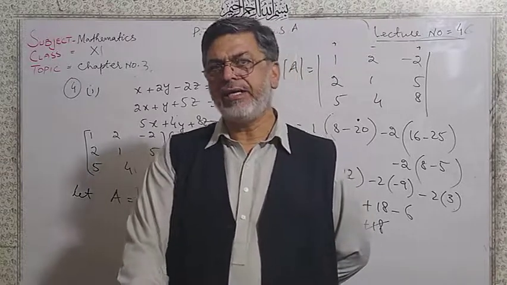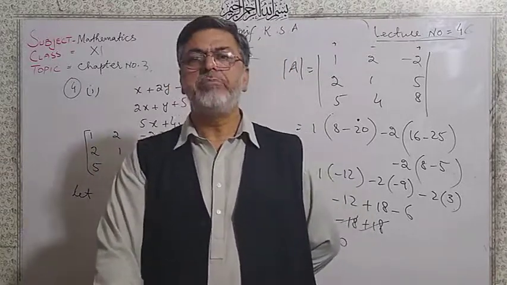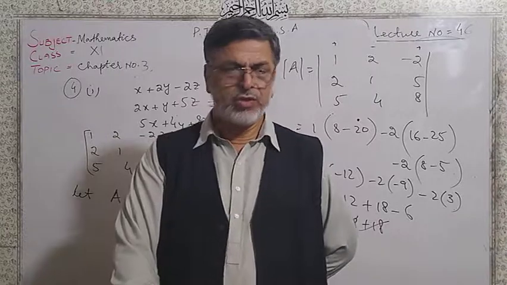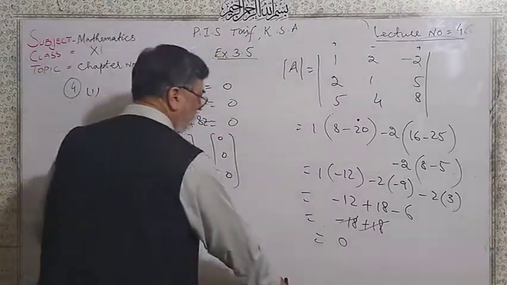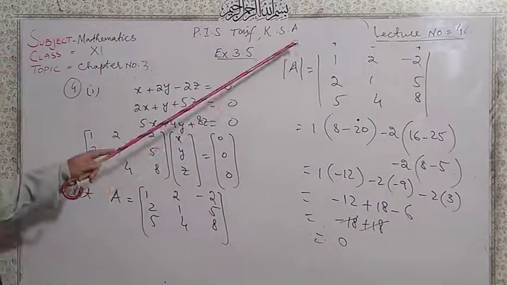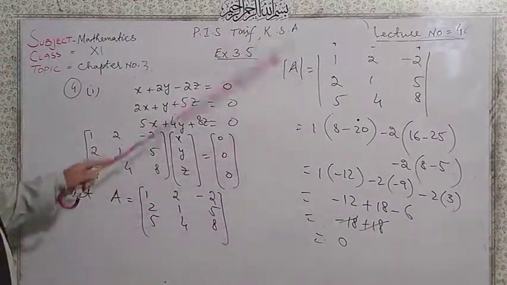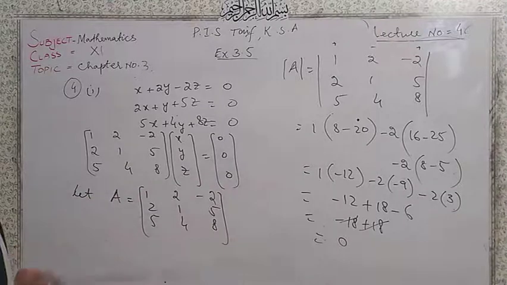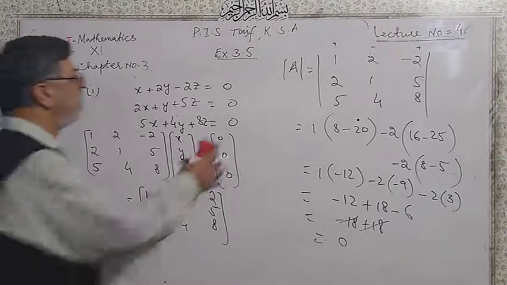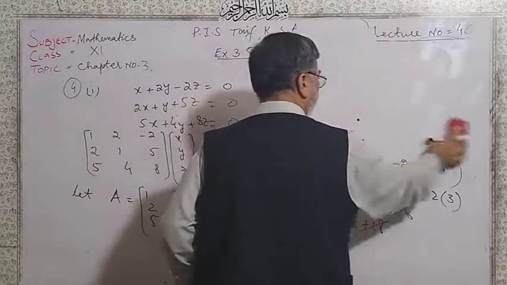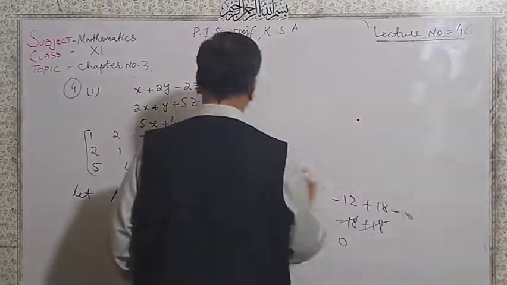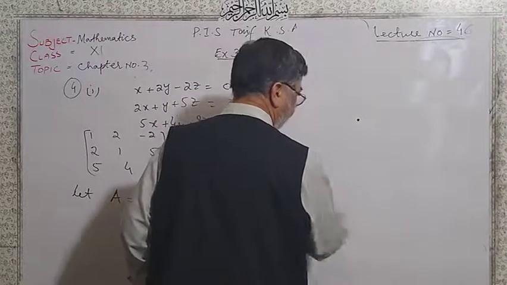Non-trivial solution means infinitely many solutions. So we have a new type of this question. First of all, we have to confirm that the determinant value of this system is 0. Now we will find the values of x, y and z.